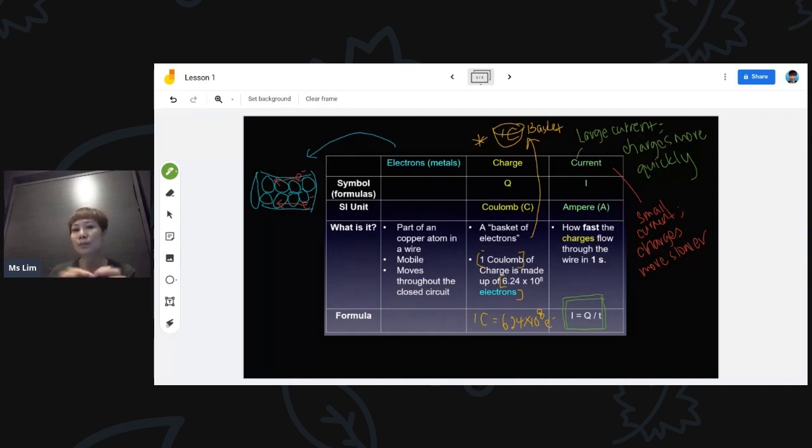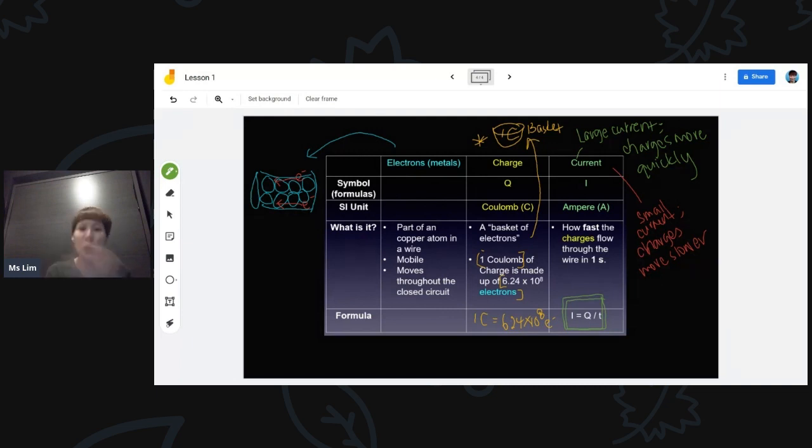Now, electrons on their own are not very significant. So if you put many electrons together, how many? 6.24 times 10 to the power of 8 electrons together into one single basket, you quantify that basket as 1 coulomb. That is charge, with the symbol Q. Then you move on to current. Current represents how fast or slow this basket is moving throughout the whole circuit.